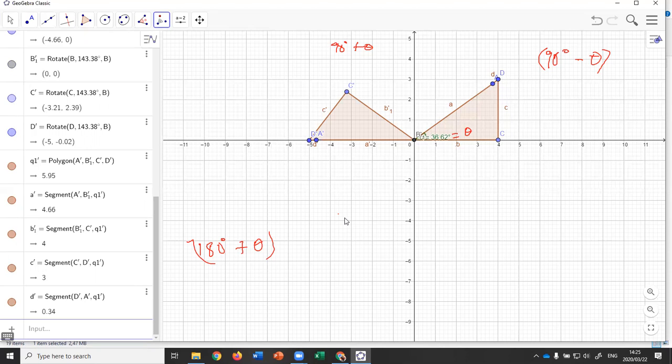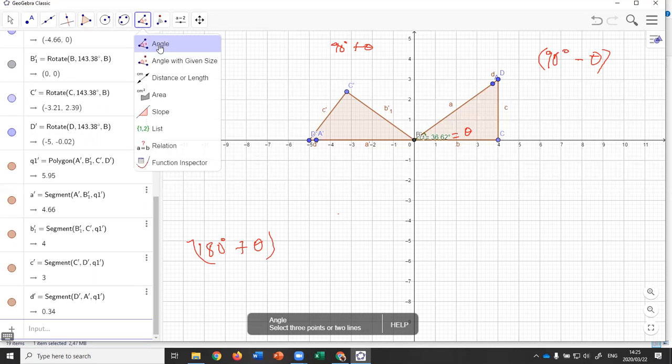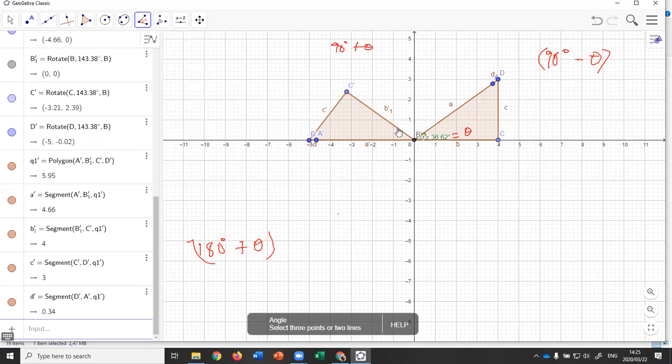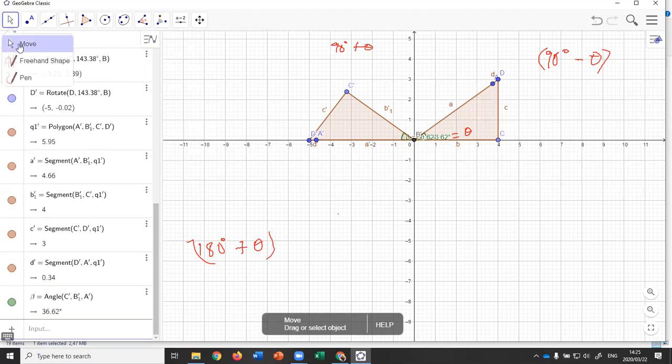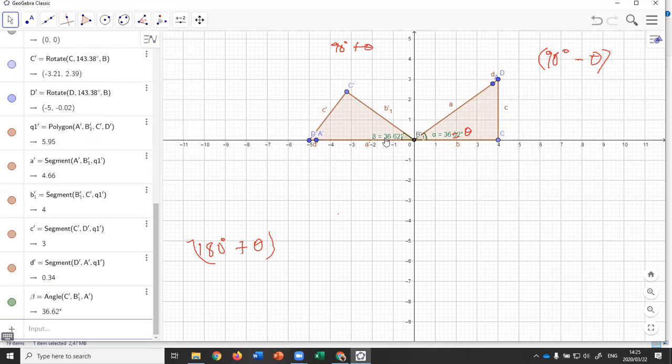So I'm gonna go ahead then and rotate, and there is my rotation. Now I'm gonna measure this angle here and see if it is 36.62. Then we know the reduction went quite well. So let us see. It seems like we got this right. So yes, there's the angle, 36.62 degrees. So that means we have done this quite well.